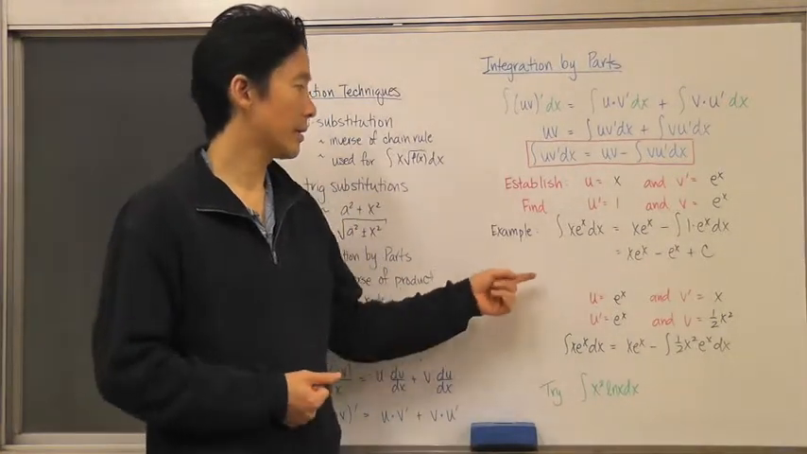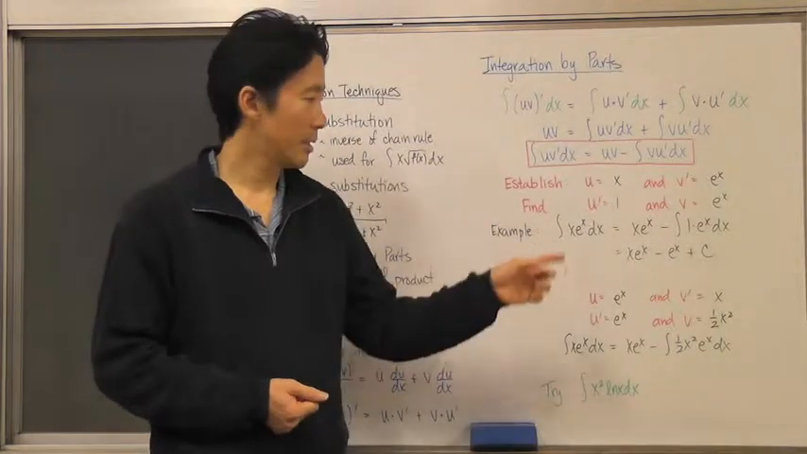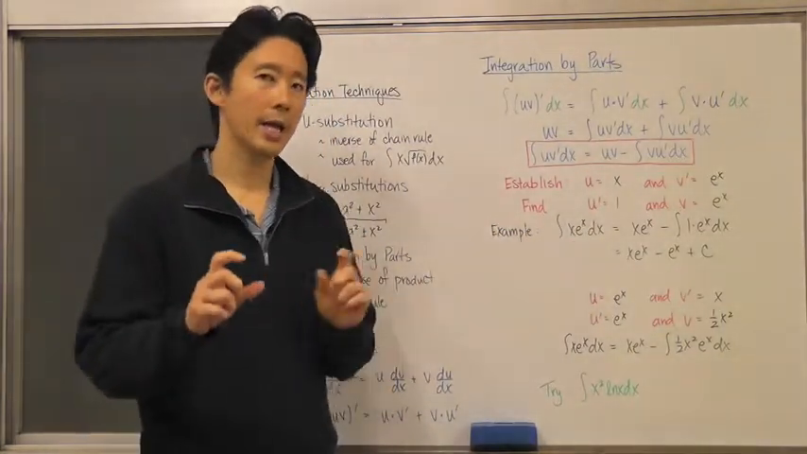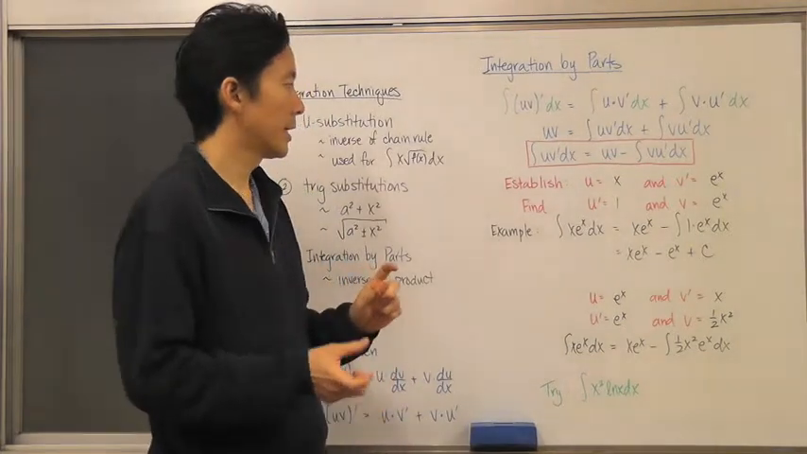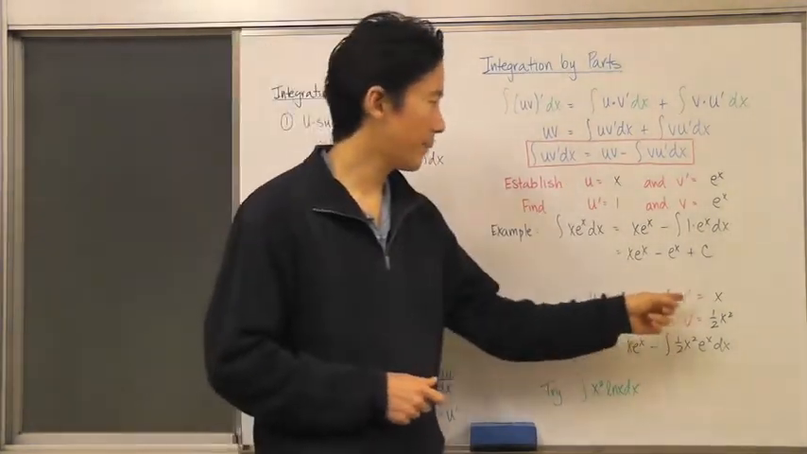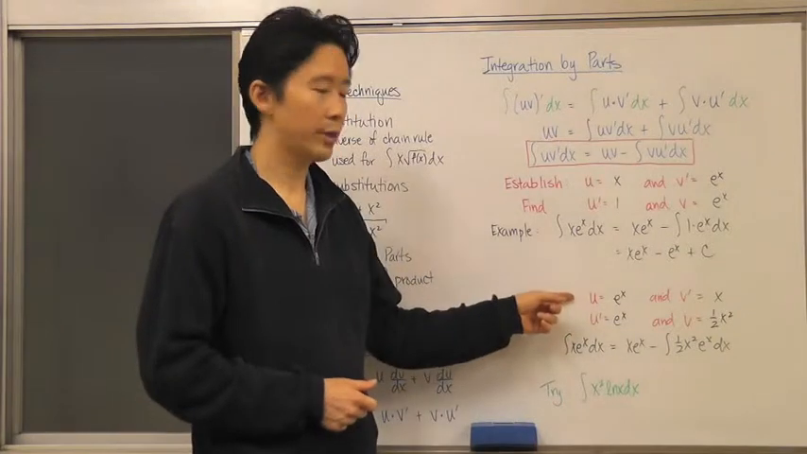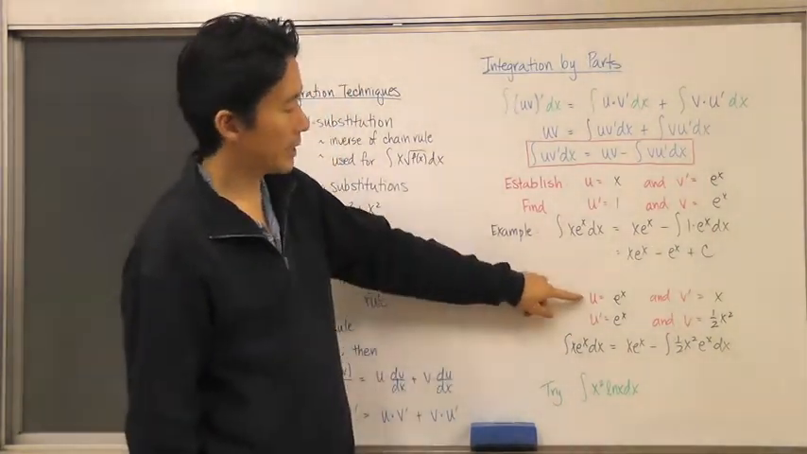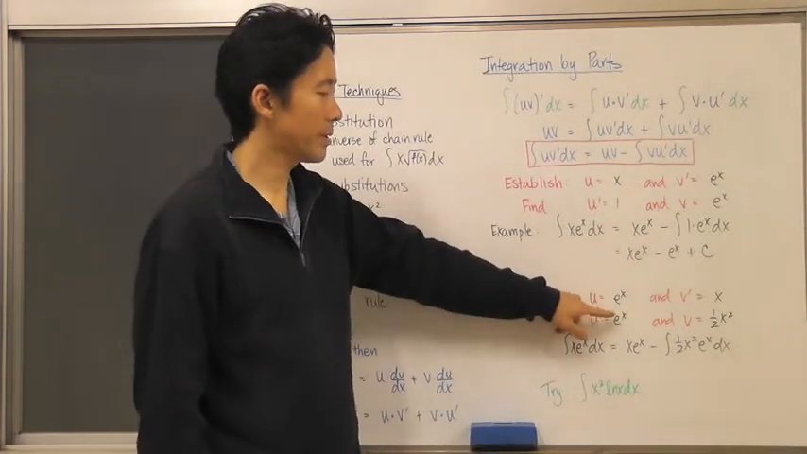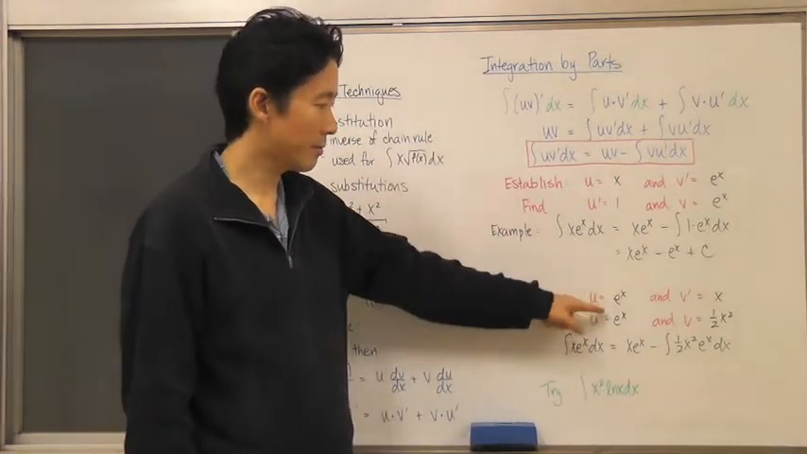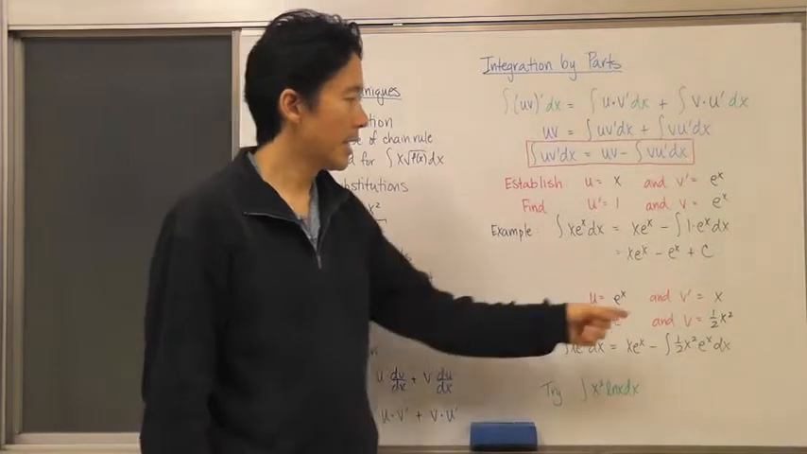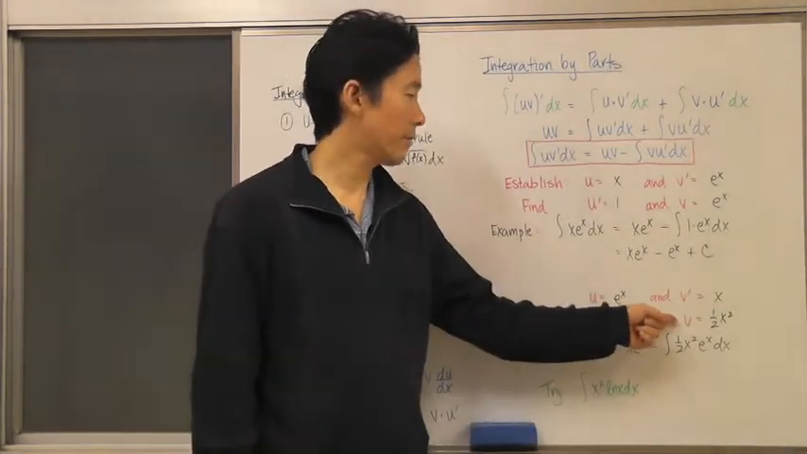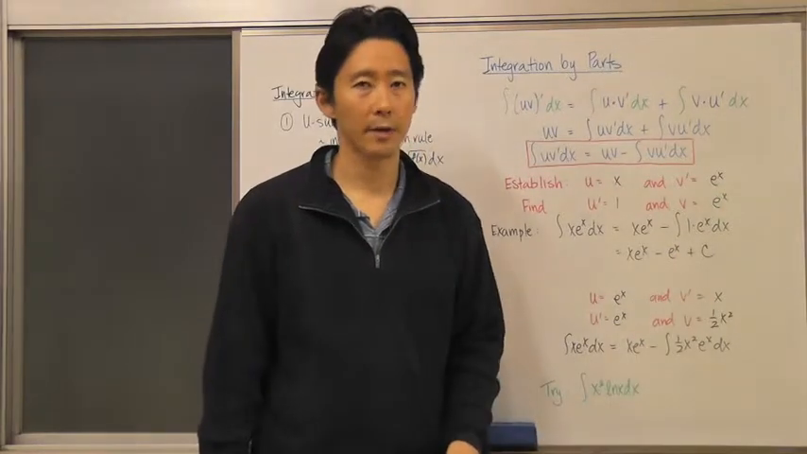Now I'm going to take a look at this exact same problem, the integral of x e to the x dx, and I'm going to associate x with v prime and e to the x with u, and watch what happens. If u is e to the x, then u prime is e to the x, of course, because if I take the derivative, it's just going to be e to the x. Now notice if I have v prime being equal to x, I integrate that to come up with v, and I come up with 1/2 x squared.